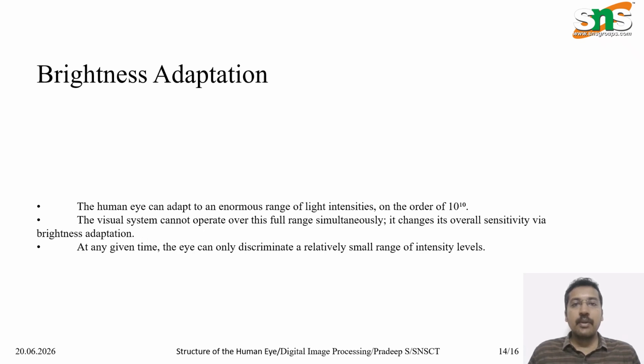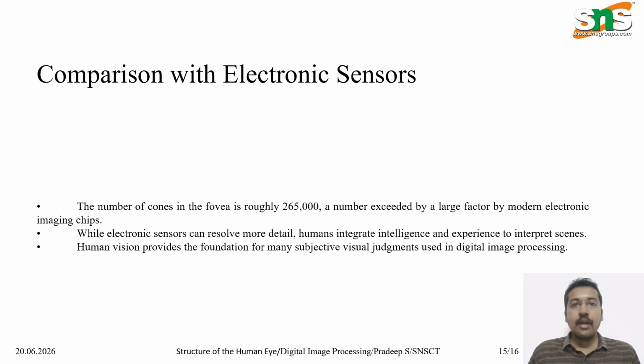The eye can adapt to a wide range of light conditions. This process allows humans to see in both bright sunlight and dim environments. Although modern digital sensors can capture extremely high resolutions, the human visual system combines perception, intelligence, and experience to interpret scenes effectively.